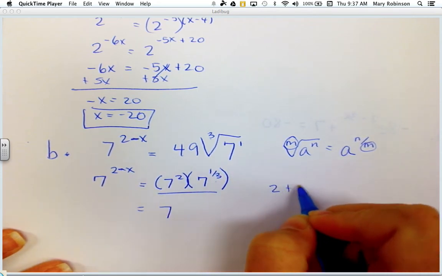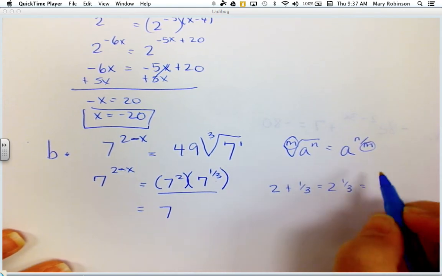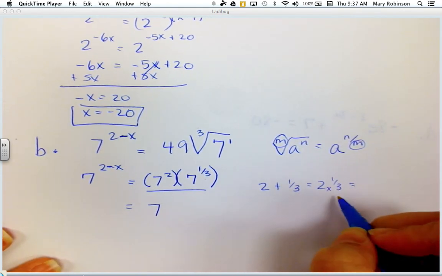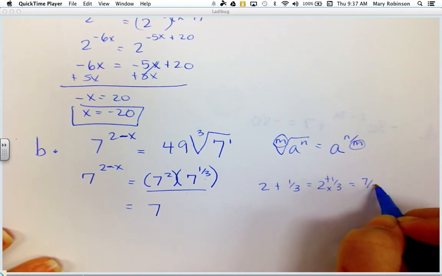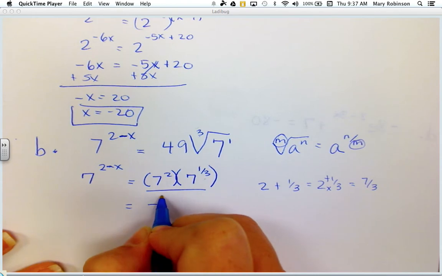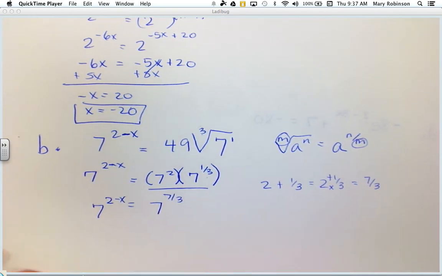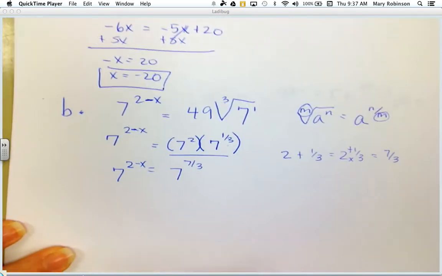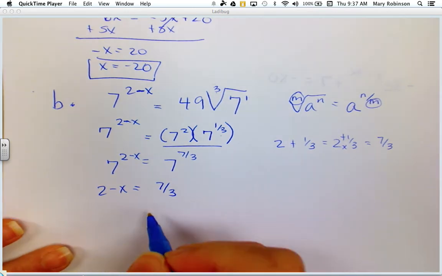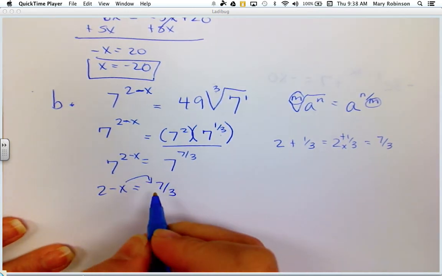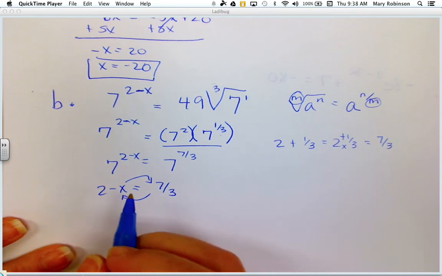So if you were to add 2 and 1/3, that's 2 1/3, which as an improper fraction, if we multiply the base times our whole number and add our numerator, that gives us 7/3. So we've got 7 to the 7/3 and 7 to the 2 minus x. At this point, because we have like bases, we can now set our exponents equal to one another. And what I'm going to do is make my x positive by moving this over here, which means I want to end up subtracting 7/3 on the left.